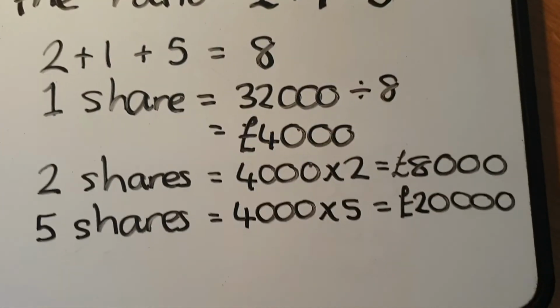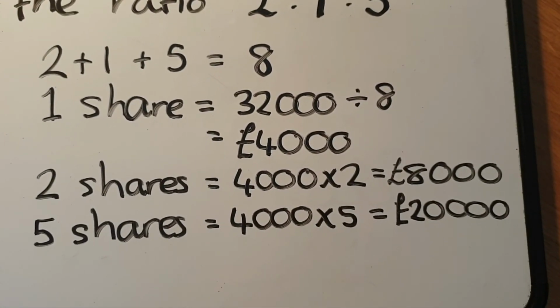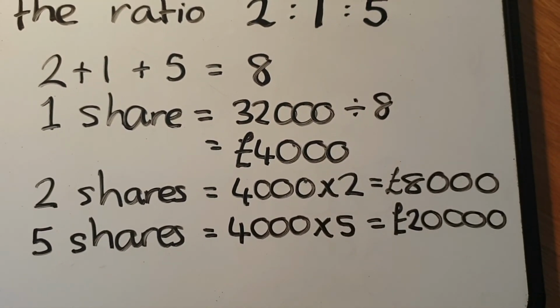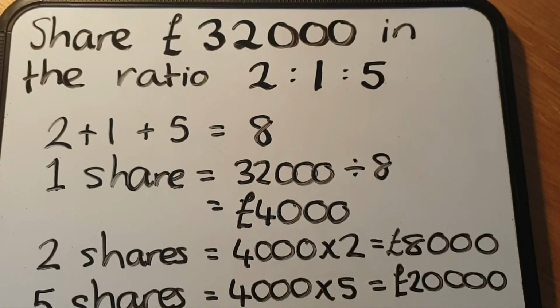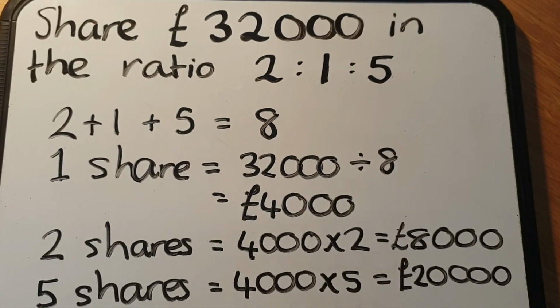So let's check. In this case, we need to add our 1 share on as well because the number 1 appeared in the ratio. So 4,000 plus 8,000 is 12,000. And then add on the 20,000, you will get back to the £32,000 you started with. So that's us nearly finished.